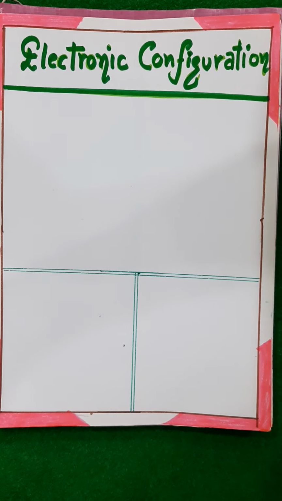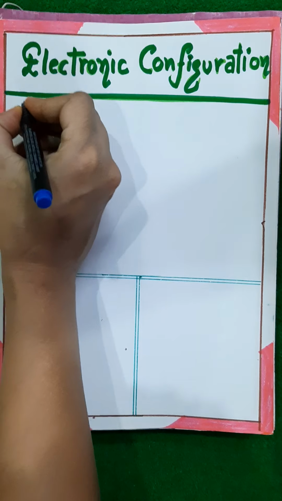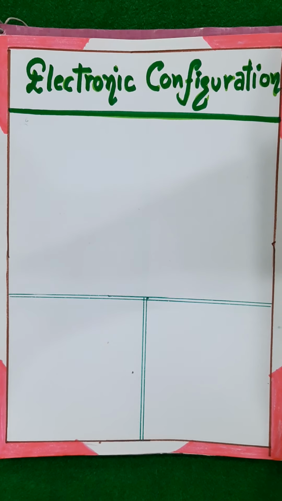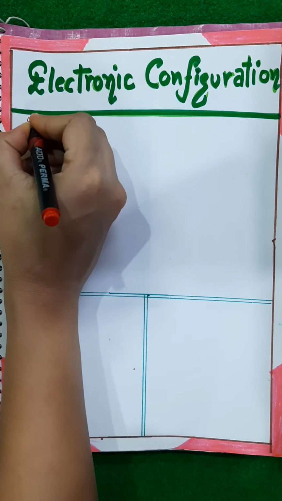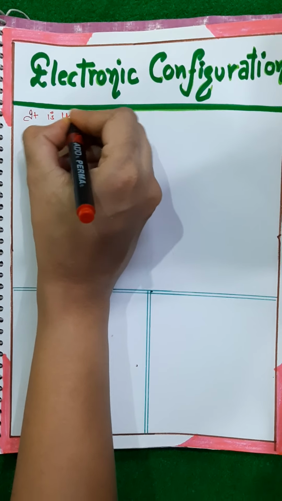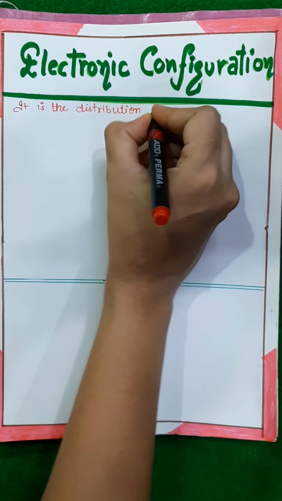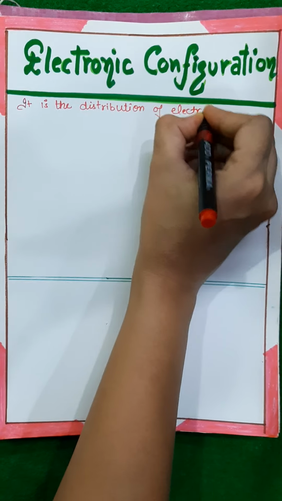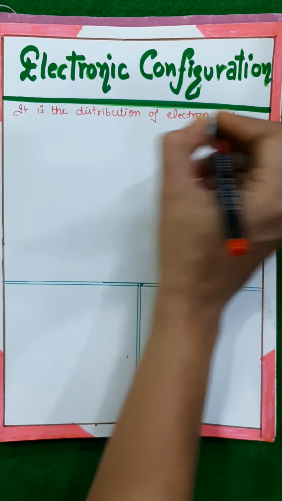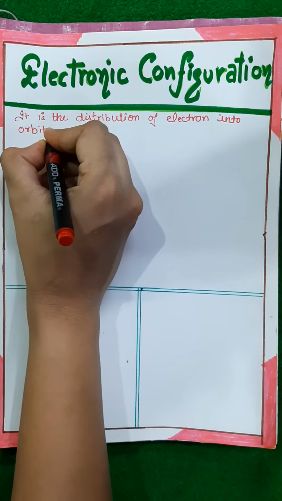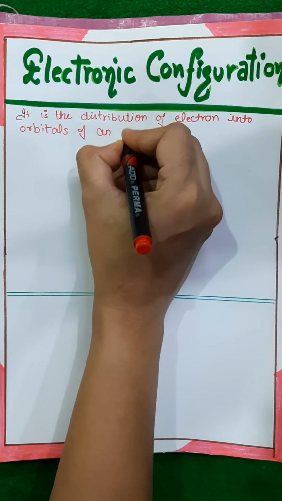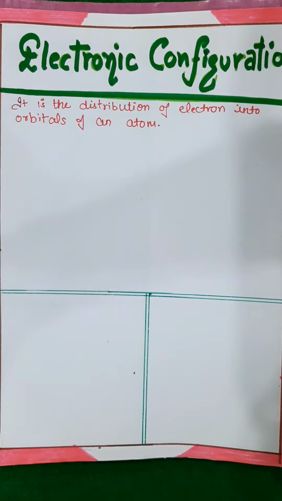First is the definition of electronic configuration. It is the distribution of electrons into orbitals of an atom. The process of distribution of the electrons into orbitals of an atom is known as electronic configuration.